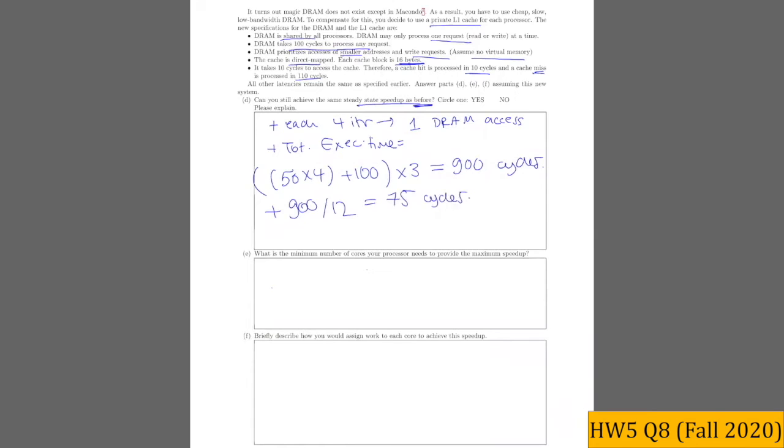That's not going to work, because 75 is less than the 1 DRAM access that needs to happen in each 4 iterations, which is 100 cycles. So for some iterations, even the 1 DRAM access part of it would be more than the 75 cycles. Therefore, we cannot have the same steady speedup as before. No. Okay.